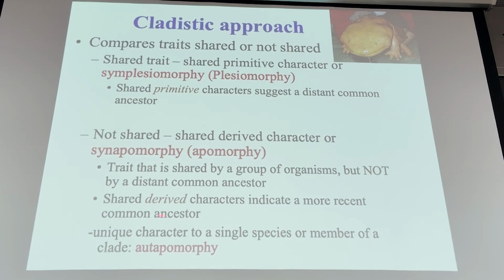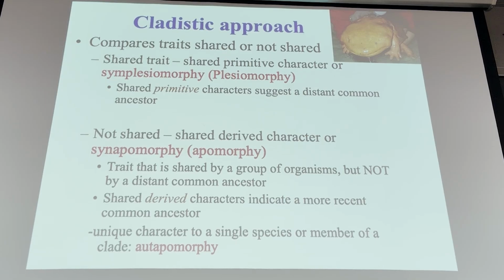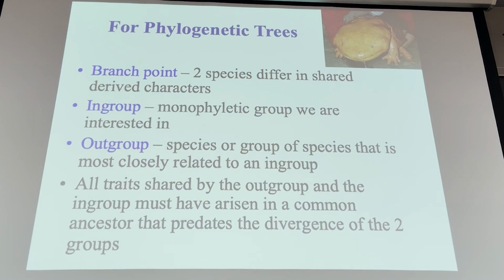Now, every once in a while, a character will be completely unique to that organism only. It's not found in any other organism ever, or at least presently. Those are called autapomorphies. So if we had one reptile that just had horns that were made of silver metal, which doesn't exist, that would be an autapomorphy for that animal. So at branch points on our tree, two species differ in a shared derived character, right? If you're in the in group, then you're part of the monophyletic group that we're of interest, okay?